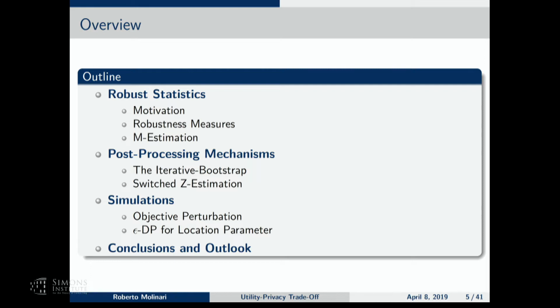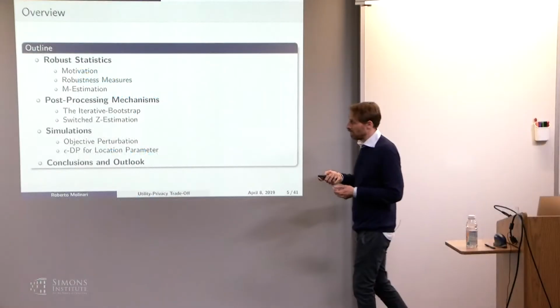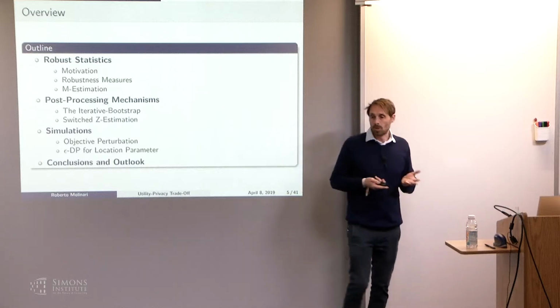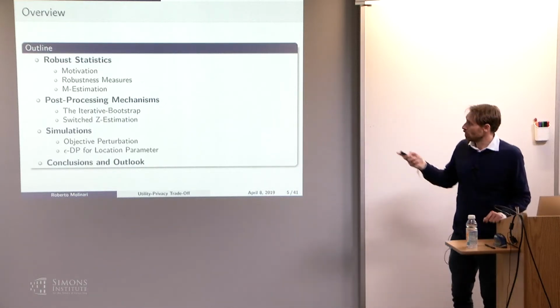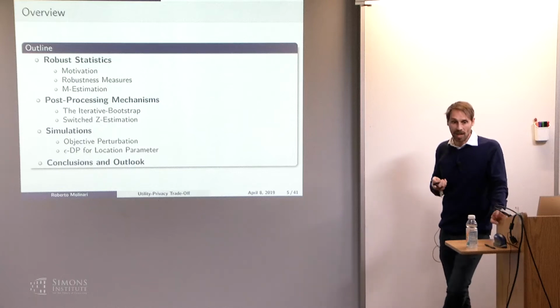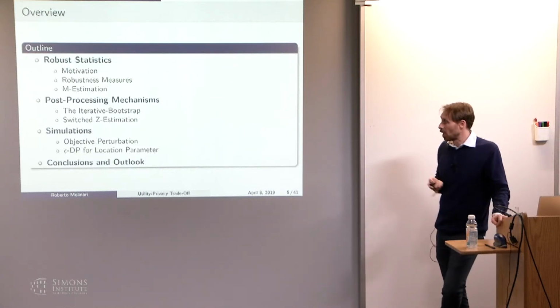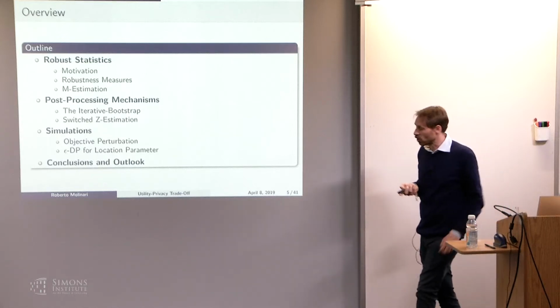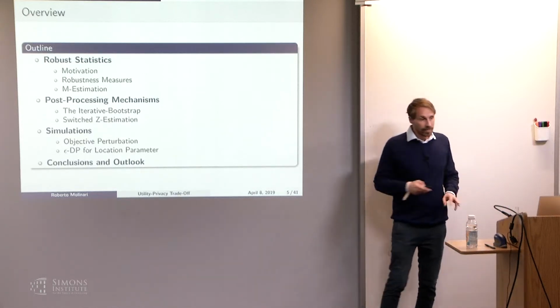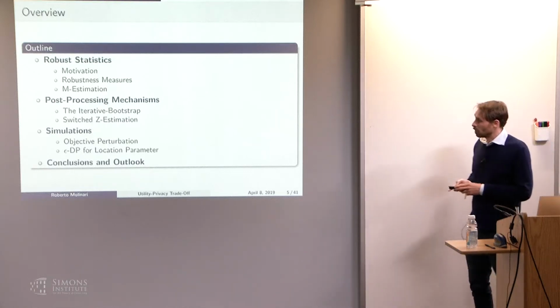Then I'll give a brief idea of what I call post-processing mechanisms, so bias correction and Z estimation for inference. Then I'll give some results of a very simple simulation setting where I use objective perturbation for differential privacy and analyze how the robust solutions with the iterative bootstrap can help improve the statistical accuracy of the outputs. Then conclusions and possible future work. If there are any questions, please stop me whenever you want.